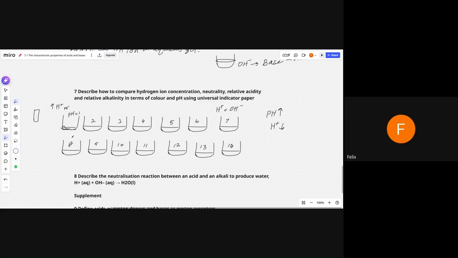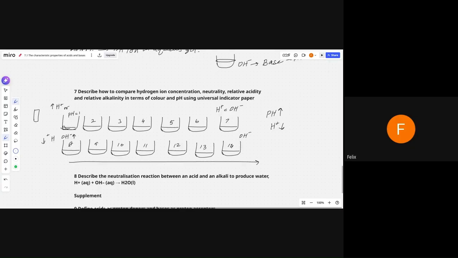And now when you cross pH 7 and move on to 8, the H plus ions will be lower in concentration as compared to the OH negative ions. And when we move up to pH 14, the OH negative becomes maximum, and there will be a very, very, very few, negligible amount of hydrogen ions present at pH 14, right? So I hope this is clear.